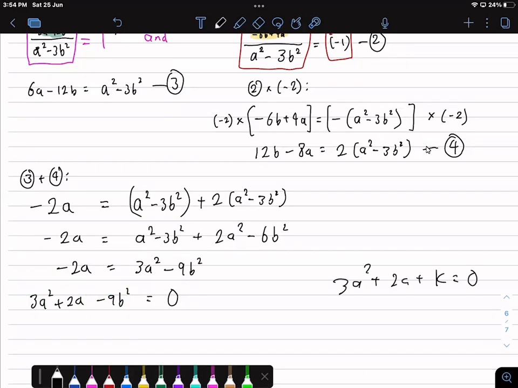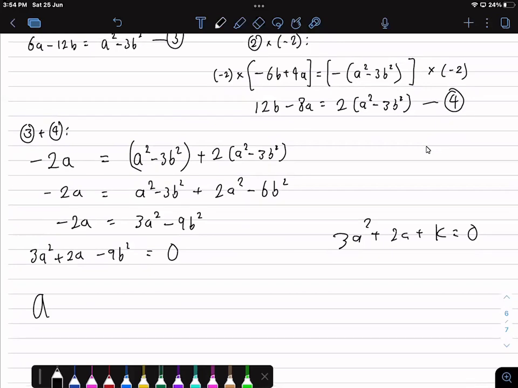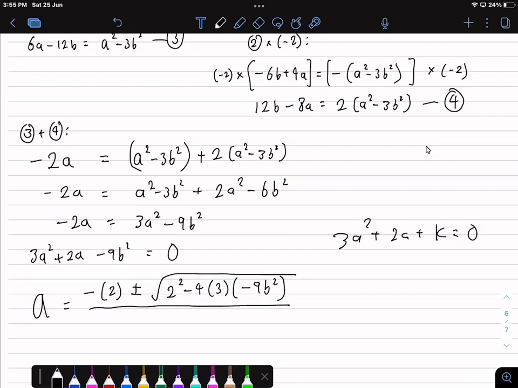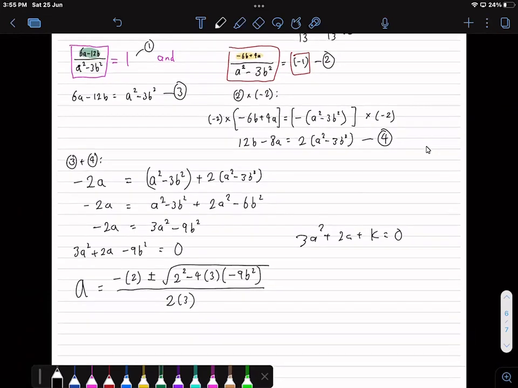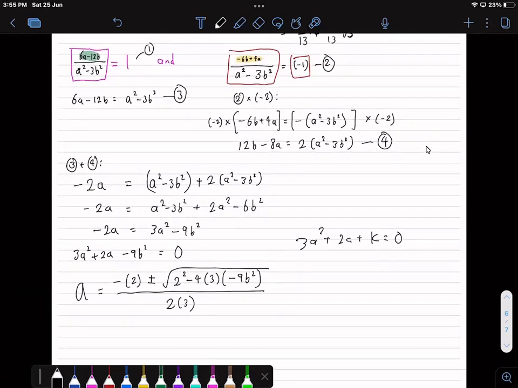How to solve for a? Quadratic equation. a equals negative b. Oops, sorry, positive 2. Negative b plus minus square root of b square minus 4a c, in this case c is negative 9b square, all over 2a. That's my a. That's very horrible. I still need to make b the subject. Oh my goodness.